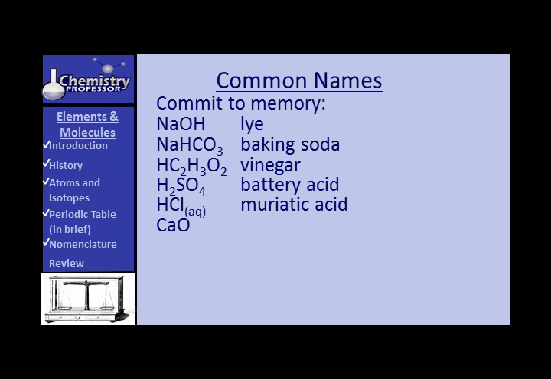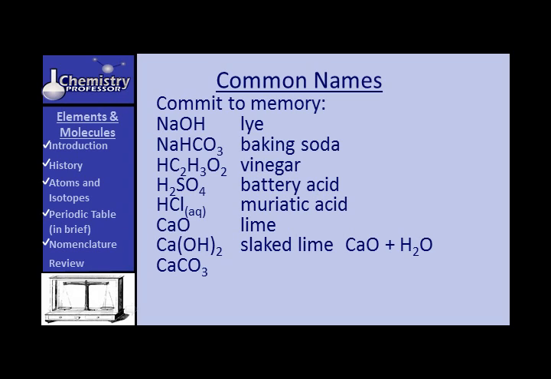CaO, to the chemist, is calcium oxide. To the layman, it is lime. Take the lime and put it in water. To the chemist, it is calcium hydroxide. To the layman, it is slaked lime. That's right, it's calcium oxide in water. It's a way of sweetening soil, for example. CaCO3 to the chemist is calcium carbonate, but the layman knows it as limestone, marble, chalk, or shells.